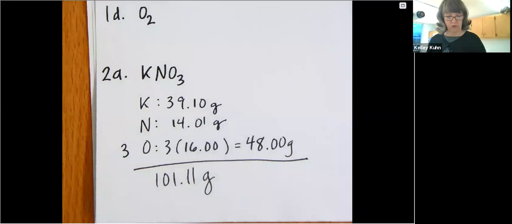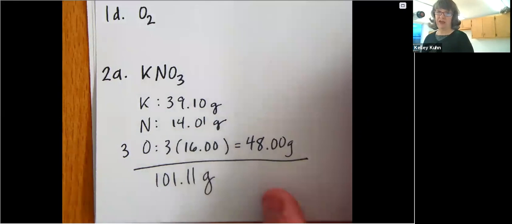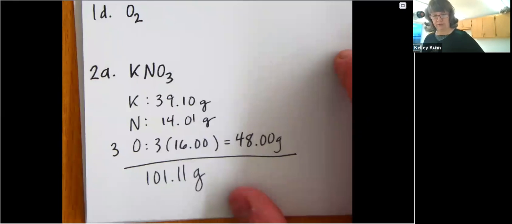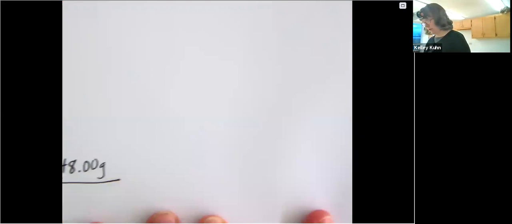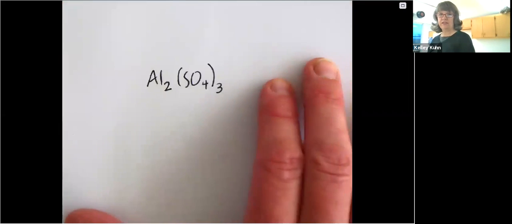Now, when you look down at D, you may be like, whoa, what do I do with parentheses? So let me do one for you, not that one, because I do want you to be able to do that on your own. But let me do an example for you. Let's do aluminum sulfate. So what do we do with parentheses?